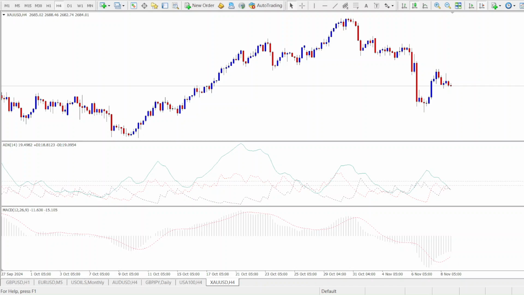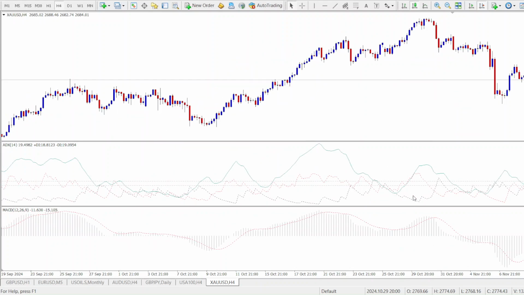Now, why are we combining these two? ADX by itself shows the strength of the trend but does not tell us the direction. That's where the MACD comes in. By combining ADX's trend strength insights with MACD's directional and momentum signals, we get a clearer idea of the market's direction and potential entry and exit points. Okay, so let us take an example now.